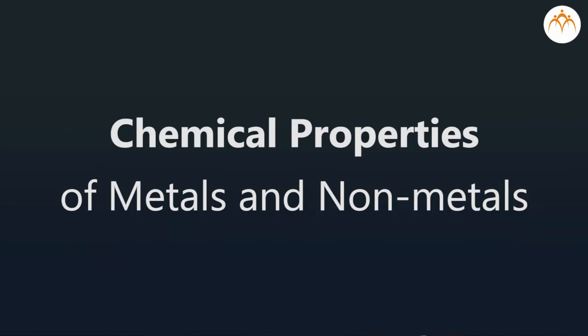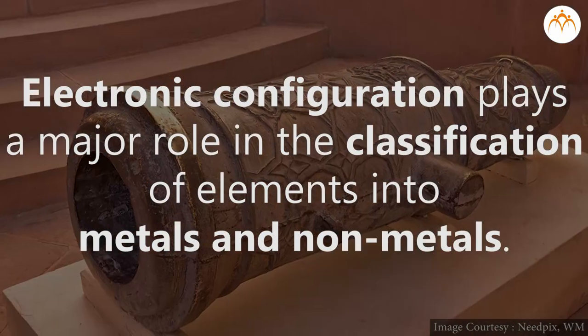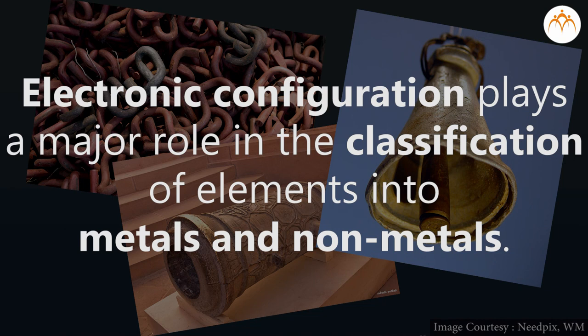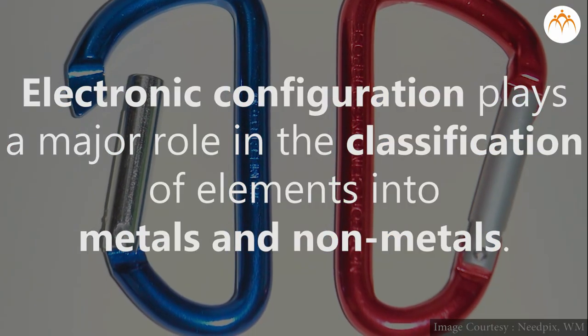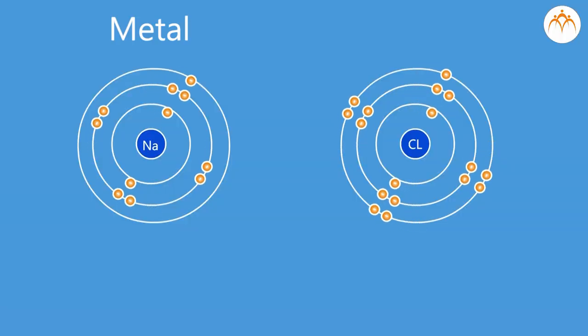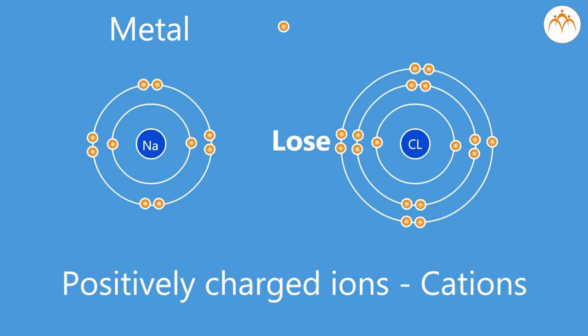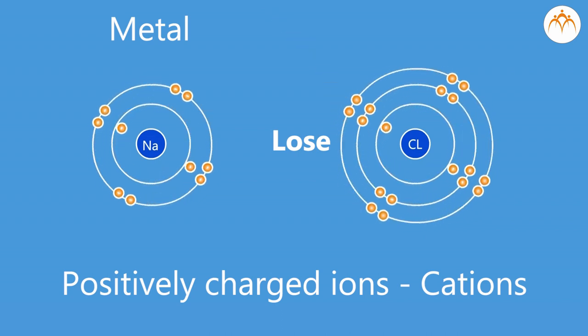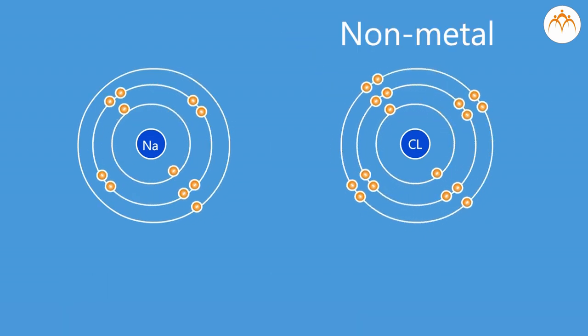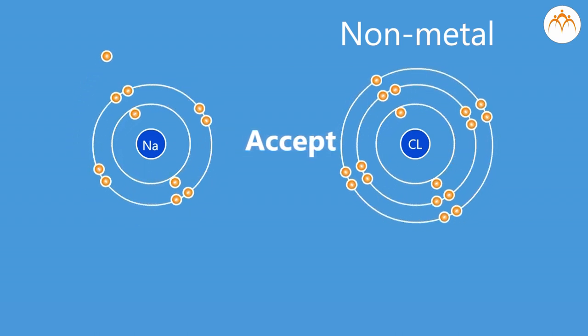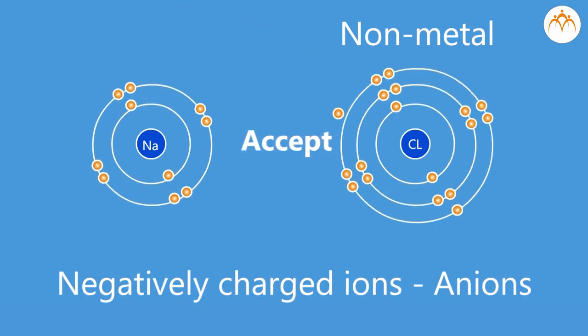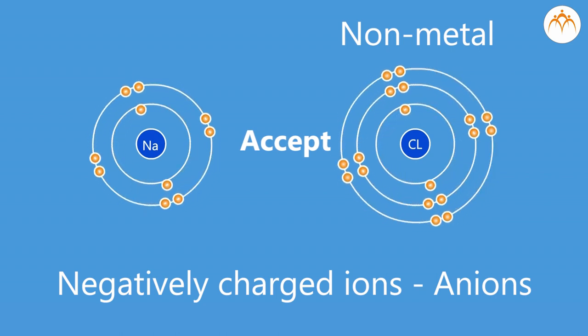Summary. Students, in this video, we discussed chemical properties of metals and non-metals. We discussed electronic configuration, which forms the basis of chemical behavior of elements. Metals have a tendency to lose their valence electrons to form positively charged ions or cations. Non-metals have a tendency to accept electrons in their valence shell to form negatively charged ions called anions.